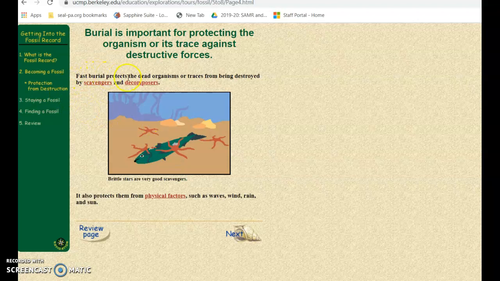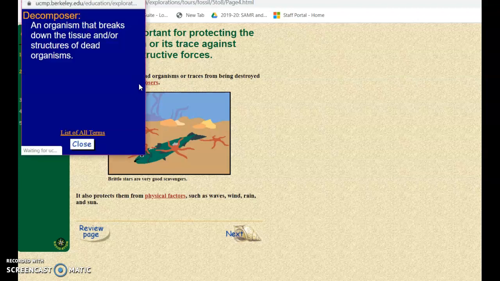Fast burial protects the dead organisms or traces from being destroyed by scavengers. So these are animals that will eat the organism. Maybe it's food for them. And decomposers, which we said are bacteria. We can click on this too, if we would like. So it says a decomposer is an organism that breaks down tissue and or structures of dead organisms.